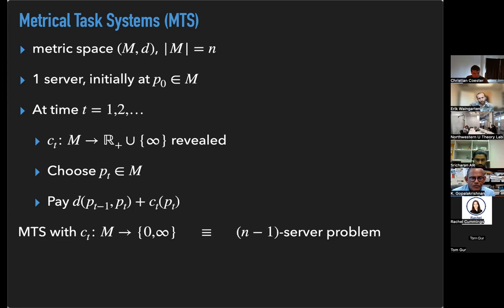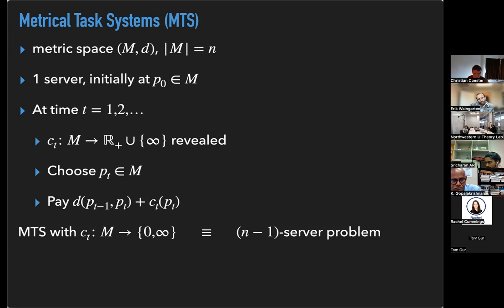And this problem actually, if the cost function only takes values 0 and infinity, then it is equivalent to the n-1 server problem. So to the special case of the k-server problem in that same metric space, where the number of servers is one less than the number of points in the metric space. So to see that this is true, notice that if there are n-1 servers, or in other words, if we have a metric space of k plus 1 points, then there's always exactly one point in the metric space that's not covered by a server.